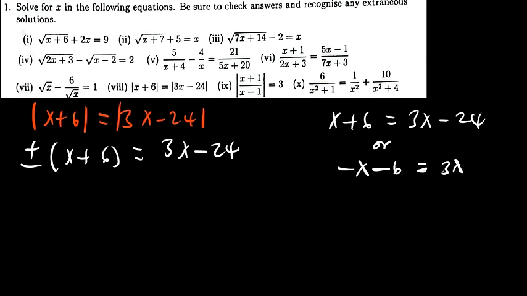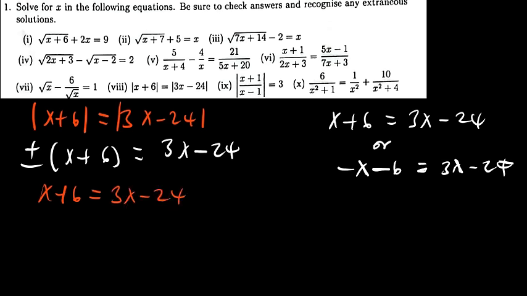The next thing here now is meaning I've got two things. I multiply first by positive, which is going to be x plus 6 is equal to 3x minus 24. If I multiply by negative, another one is going to be negative x minus 6 is equal to 3x minus 24. So I'll start with the one for positive. I'll start solving the top part here. So x plus 6 is equal to 3x minus 24.